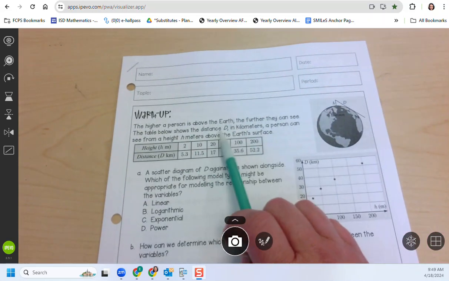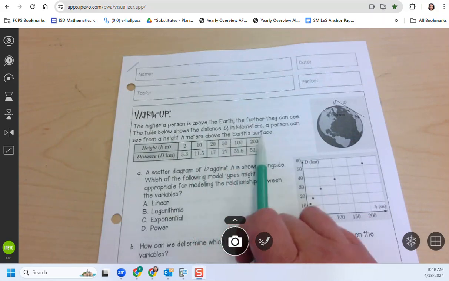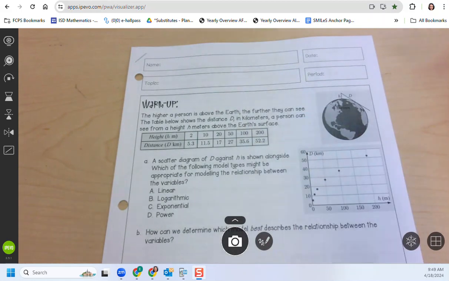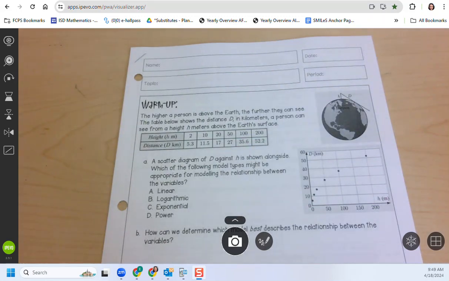The table shows the distance in kilometers a person can see from a height that's 8 meters above the Earth's surface. So these here were the distances, and then they plotted them for you. And so then they asked you which one would be appropriate for modeling the relationship between the variables. So just based on the shape, does it look linear?